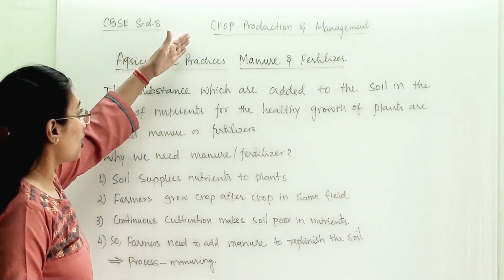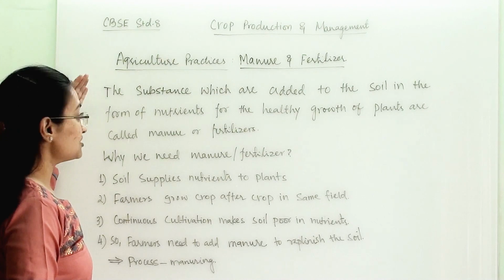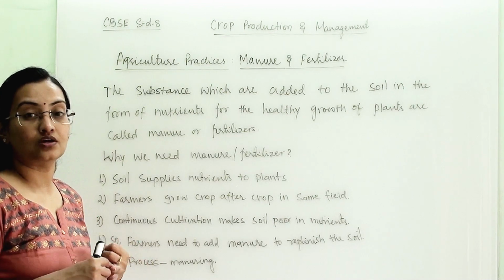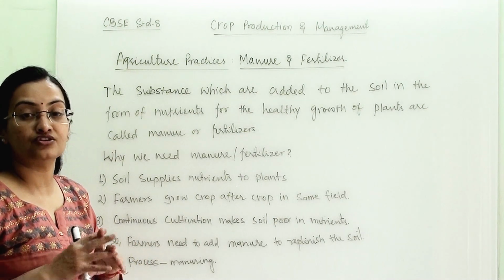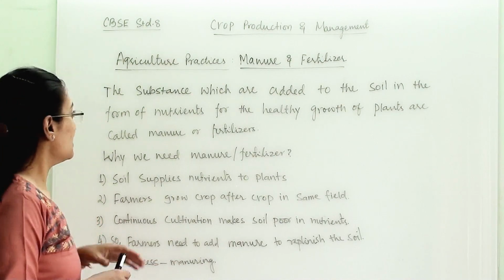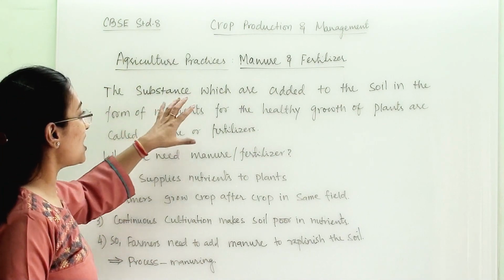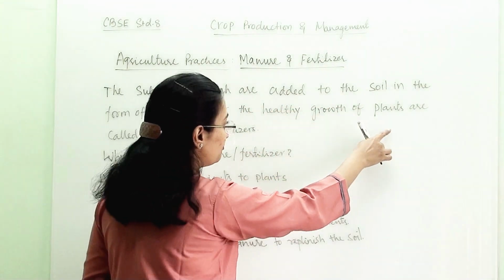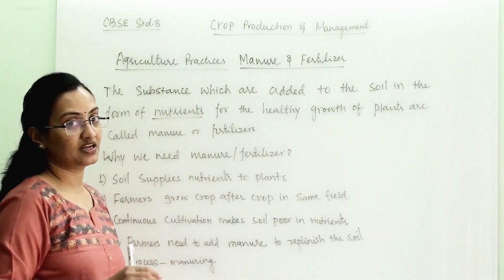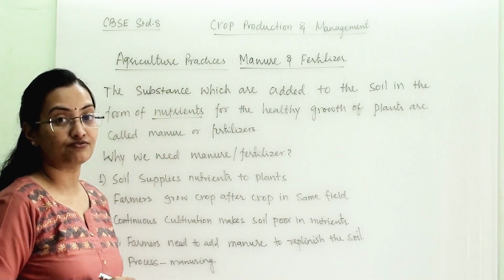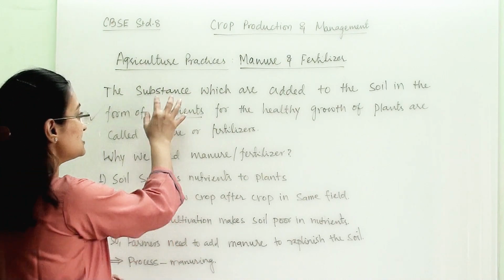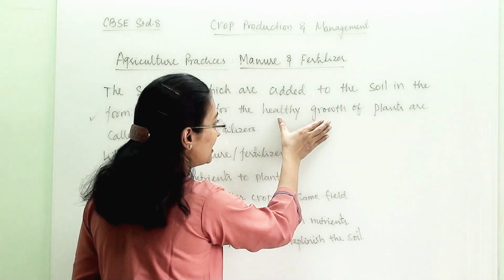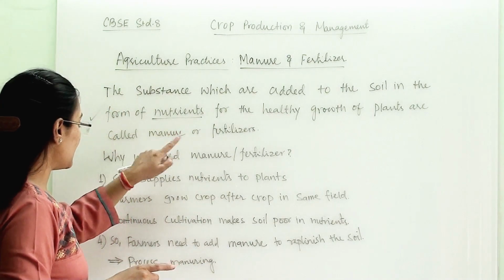So, under crop production and management, we are learning agriculture practices, and in my previous videos, we have learned about sowing, plowing, and some of the traditional tools and modern tools. Now, the substances which are added to the soil in the form of nutrients for the healthy growth of plants are called manure or fertilizer. This will be the definition of manure and fertilizer. What are these substances? These are the nutrients. Why are we adding them to the soil? We are adding them for the healthy growth of the plant. So they are manure and fertilizer.